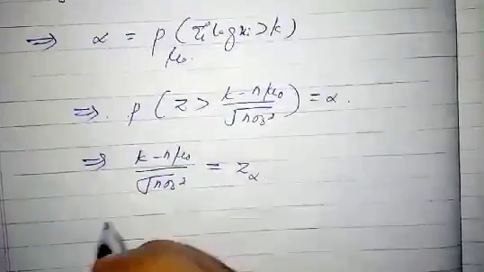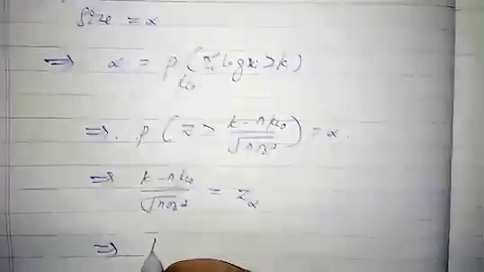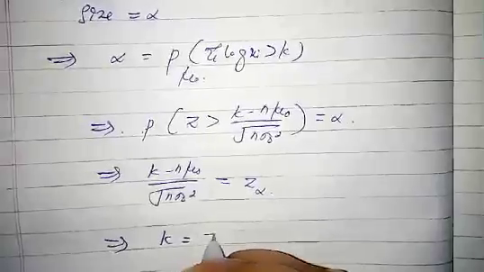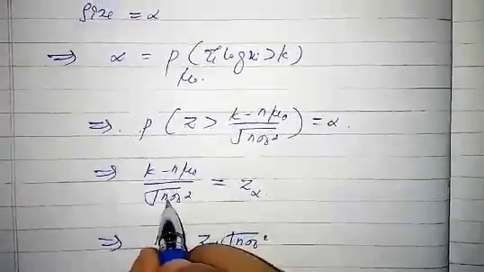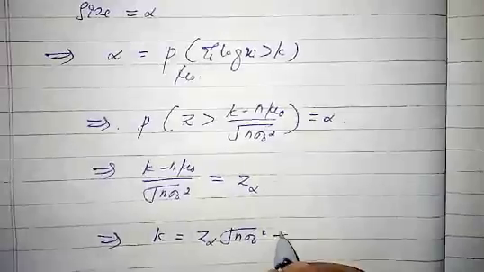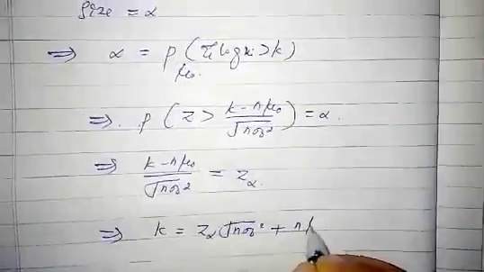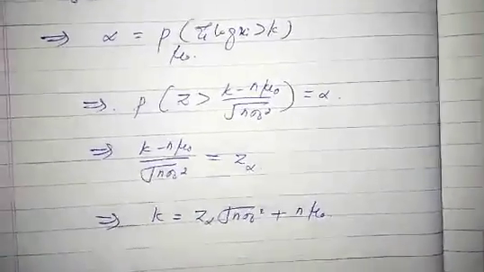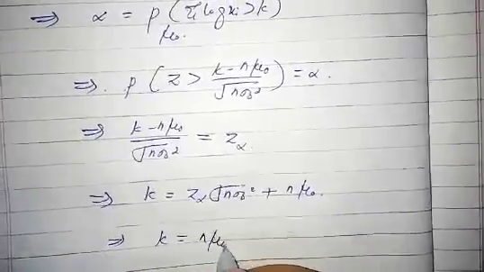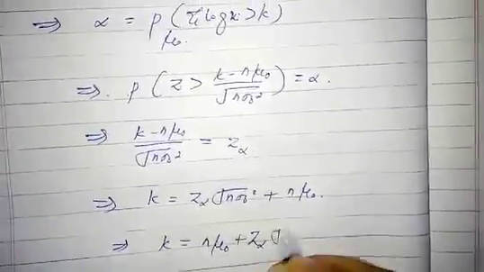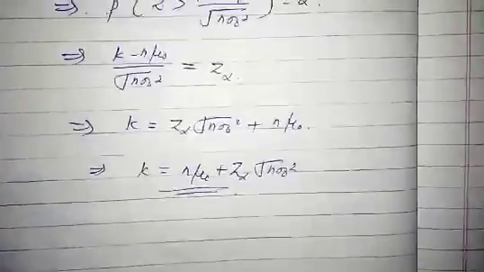So what's the k value then? k equals z alpha times square root of n sigma naught square, plus n mu naught. Understood? Then k equals n mu naught plus z alpha square root of n sigma naught square. This is the value of k, right?